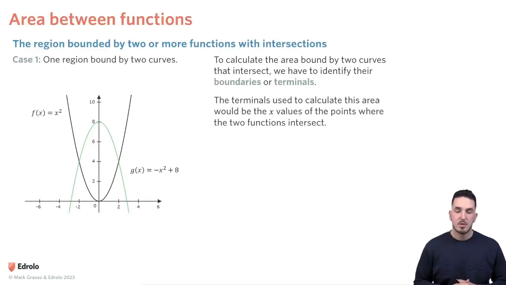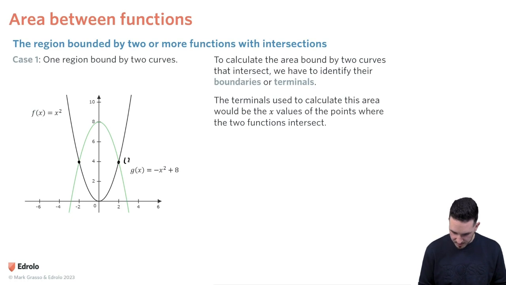So looking at the area between functions, the region bounded by two or more functions with intersections. In this case, this is one region bound by two curves. To calculate the area bound by two curves that intersect, we have to identify their boundaries or terminals. In the previous multiple choice activity, we were given a boundary, we were given -1 to 1. In this case, we have to find them, and generally, to find these terminals, we have to find the points of intersection. So to set up this particular problem, we have to find these 2 points of intersection.